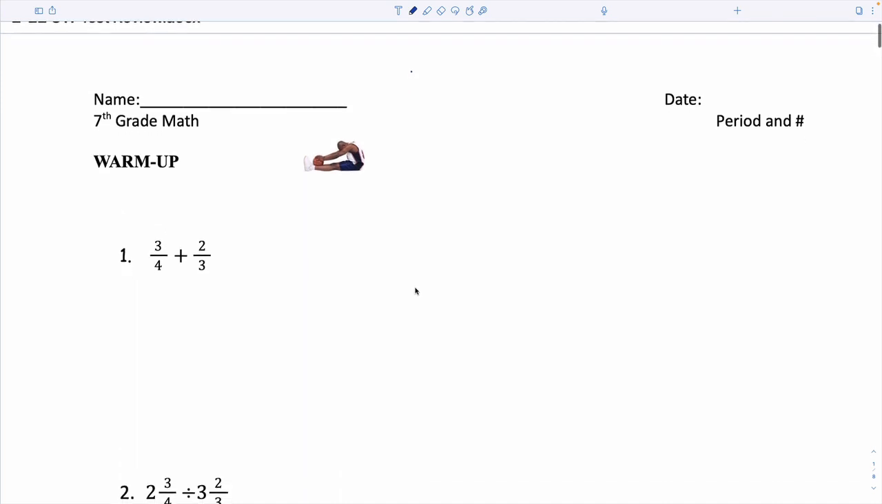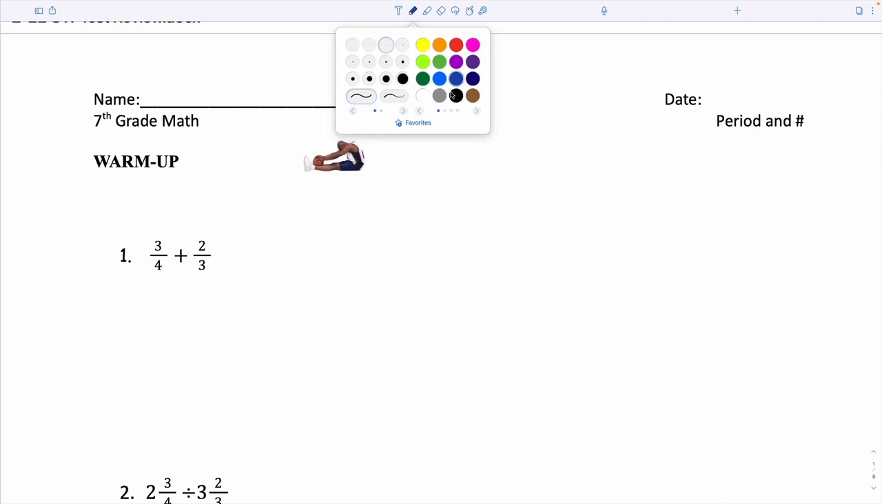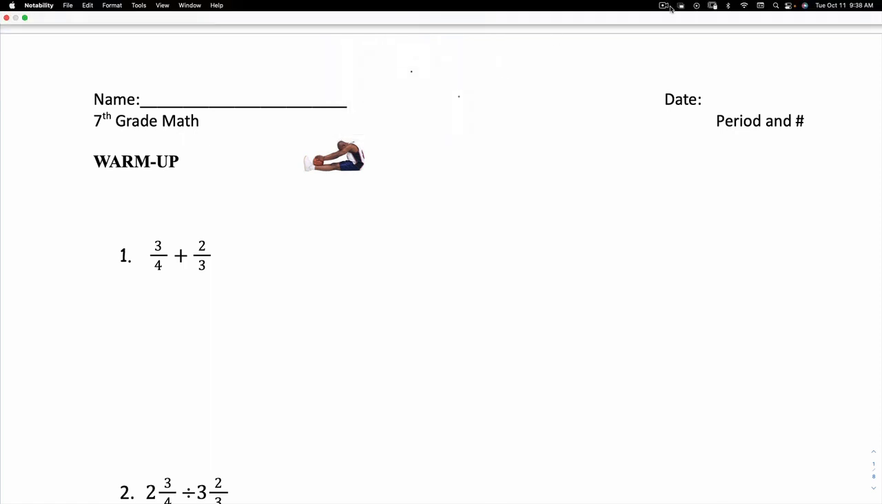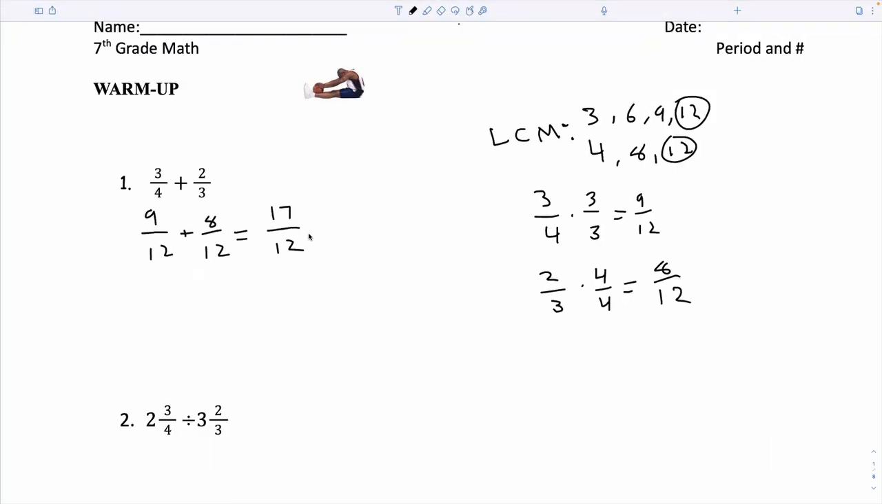If you haven't finished the warm-up, go ahead and press pause, finish it, then press play when you're ready. If you got 17/12, you're on the right track. We need to change this to a mixed number, so I'm thinking, how many times does 12 fit evenly into 17? And it goes in one time with 5 left over. 1 and 5/12 is your answer for number 1.